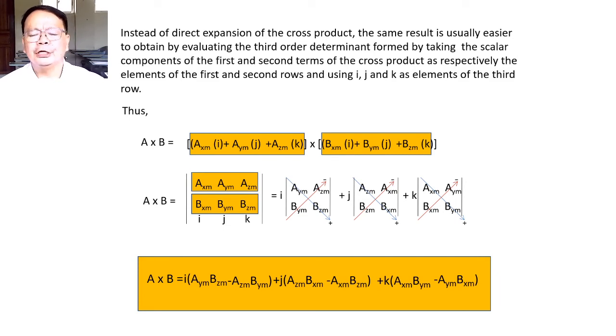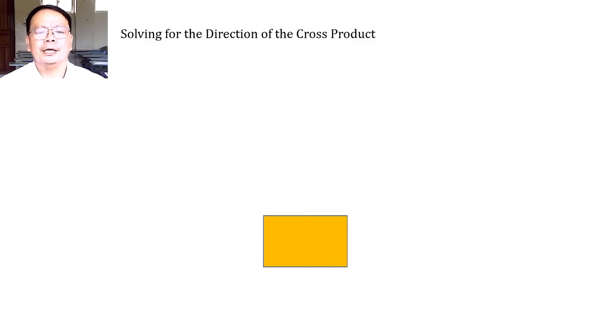Now, how are we going to determine the magnitude of this cross product? To determine the magnitude of the cross product, we solve for the direction of the cross product.